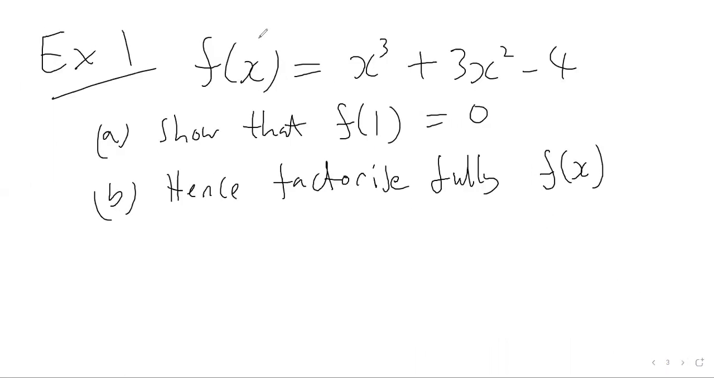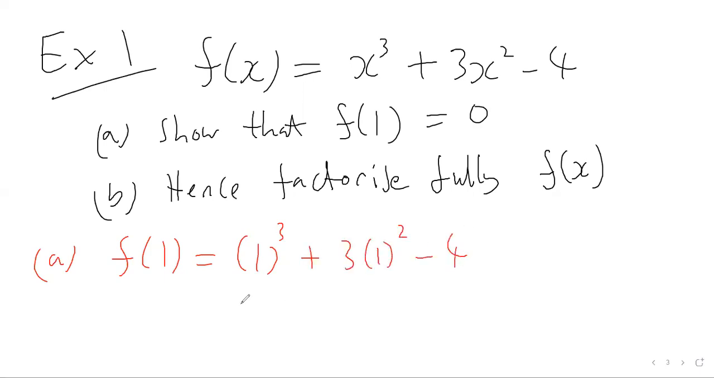Okay, so example 1. So we've got a function here, f of x equals x cubed plus 3x squared minus 4. So first of all, we've got to show that f of 1 equals 0. This is just substitution. So f of 1, we're just going to plug in 1 every time we see an x there. Copy the number 3, plug in 1 into that, and then take away 4.